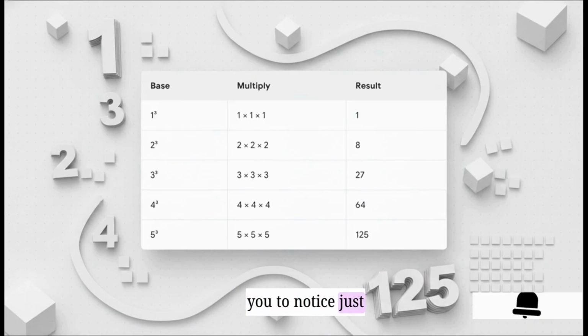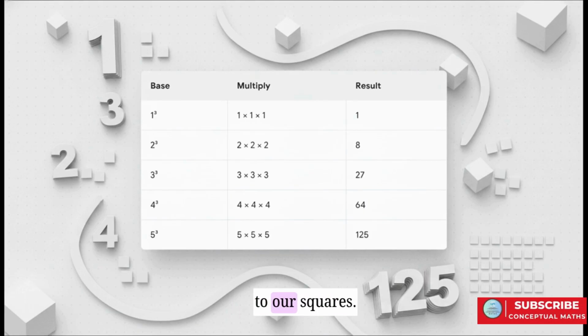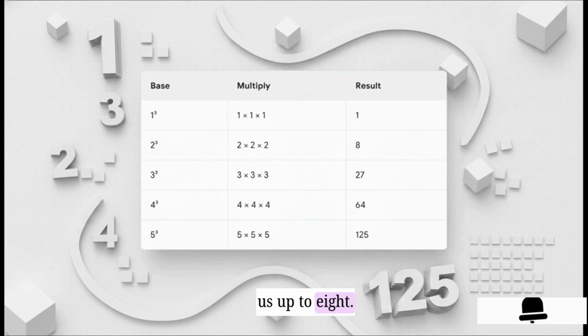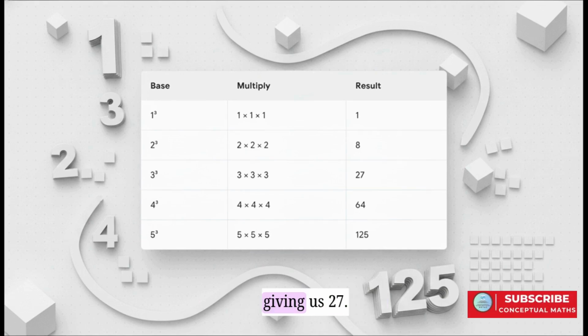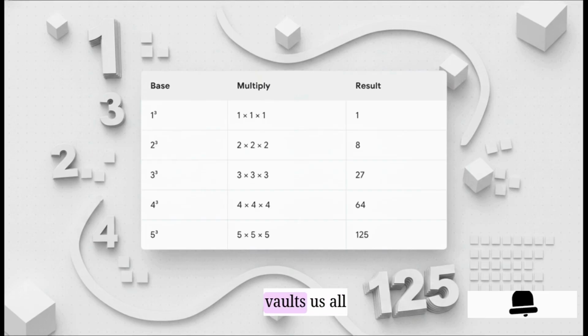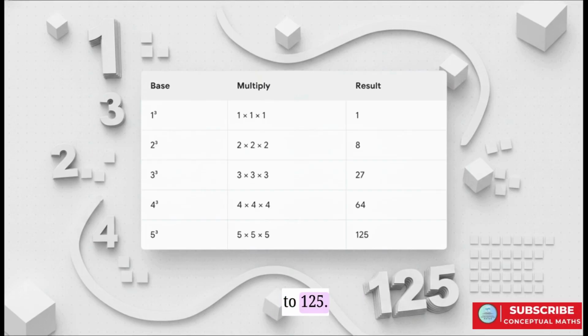And I want you to notice just how much faster these grow compared to our squares. 1 cubed is still just 1, but 2 cubed, 2 times 2 is 4, times 2 again jumps us up to 8. 3 cubed is 3 times 3 times 3, giving us 27. 4 cubed gets us to 64, and 5 cubed, 5 times 5 times 5, vaults us all the way past 100 to 125.